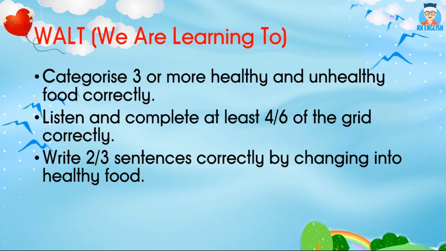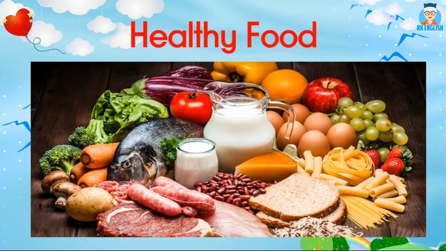今天呢，我们要学会把不同的食物分成健康或者不健康的食物。第二，我们要听一个短文，然后完成一个图表，然后最后我们要写几个句子，然后有关于到健康或者不健康的食物。Now we will learn about healthy and unhealthy food. 接下来呢，我们要学有关于到健康跟不健康的食物。First, we will learn about healthy food. 首先，我们来学健康的食物。Healthy food is the food that is good for our body. 健康的食物呢，就是那些食物对我们身体有益的。It makes our body healthy.